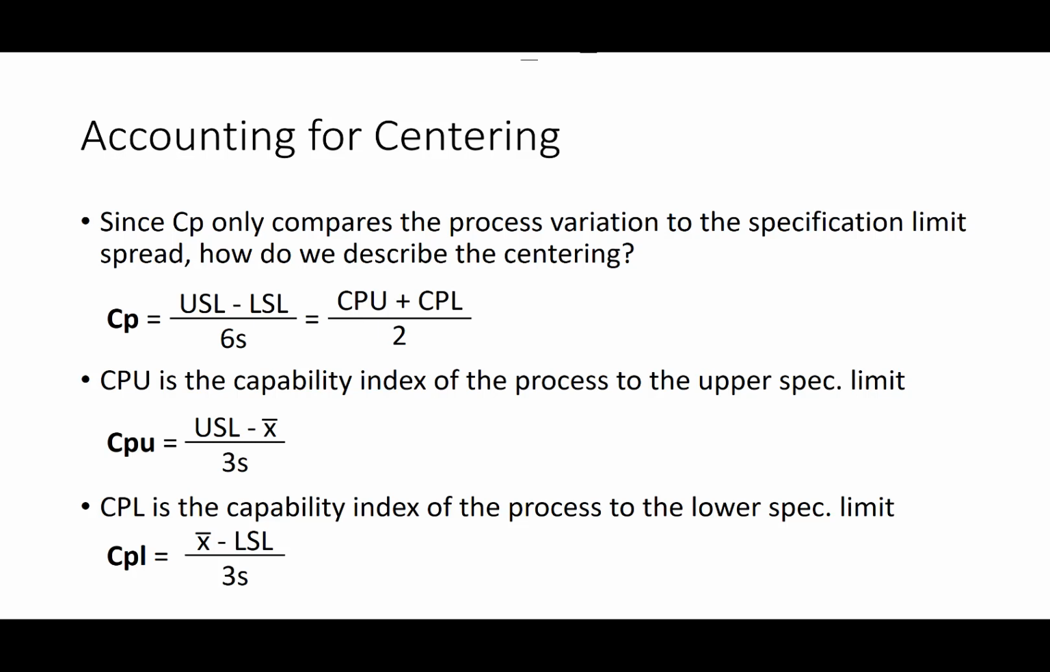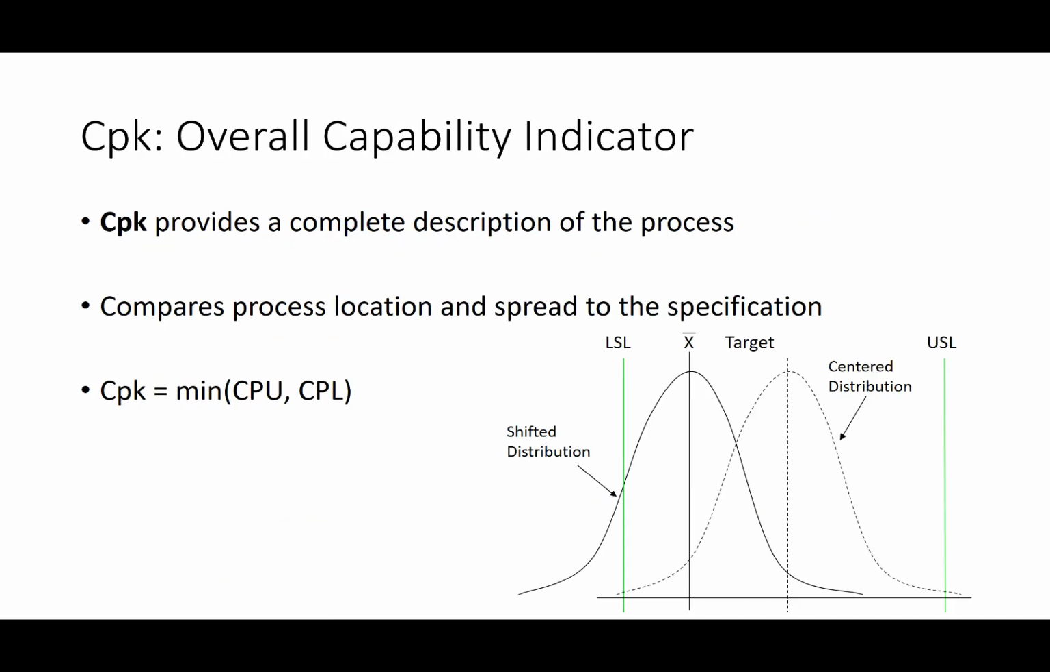So the CP upper is the capability index of the process to the upper specification limit, which is the upper spec limit minus the average divided by 3 standard deviations. CP lower is the same thing, only reciprocal on the other side of the bell-shaped curve, and that's your average minus your lower spec limit divided by 3 standard deviations. From there, CPK will compare those 2 values, CPU and CPL, and whichever is smaller will be your CPK value.